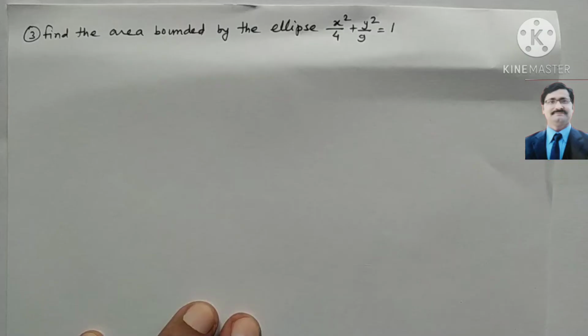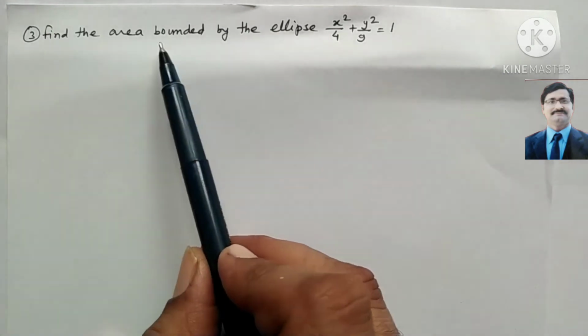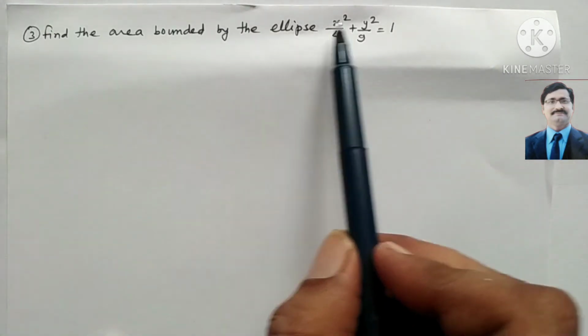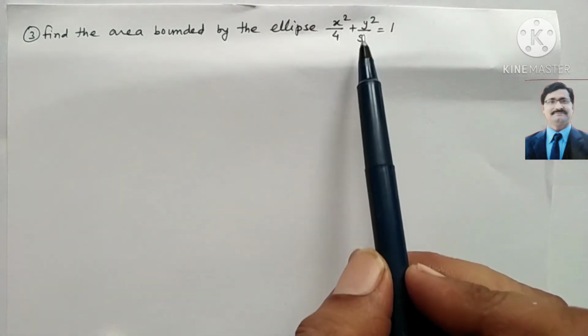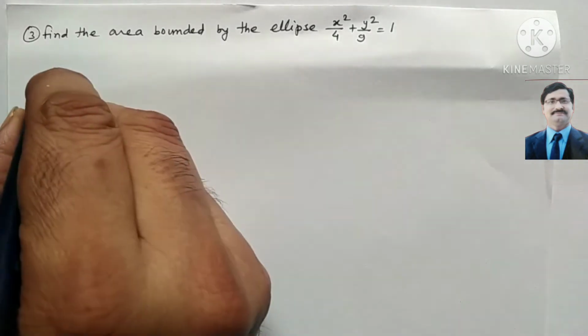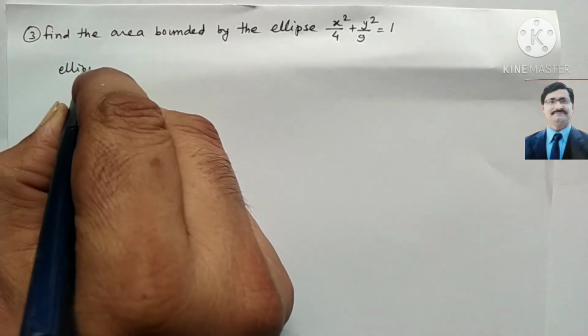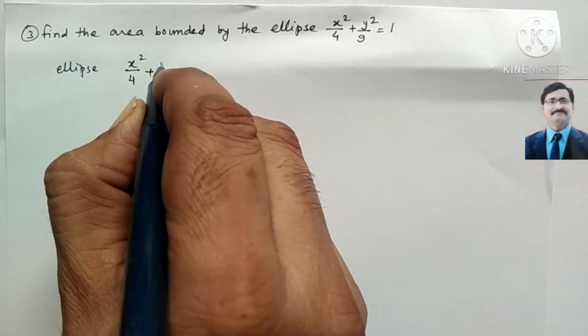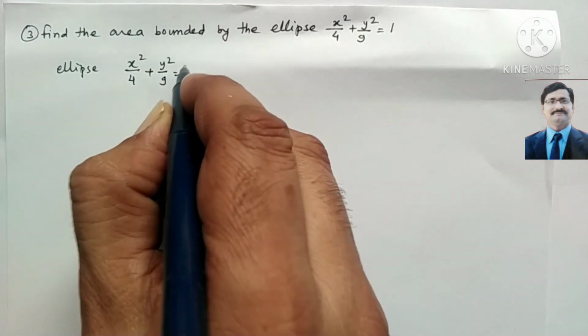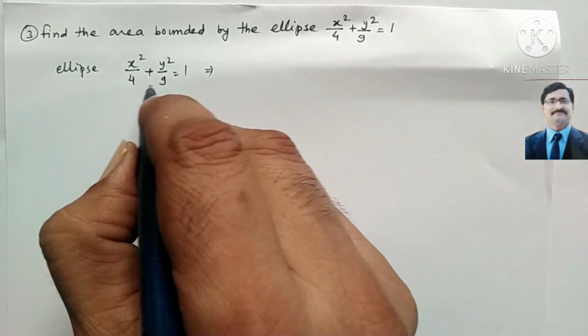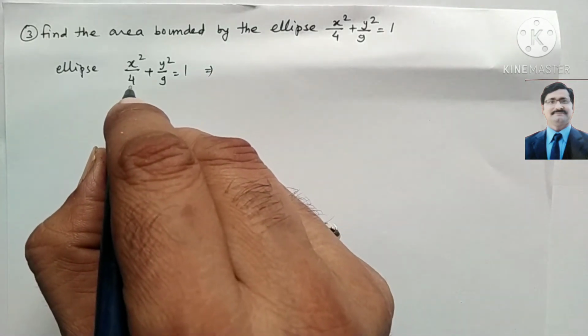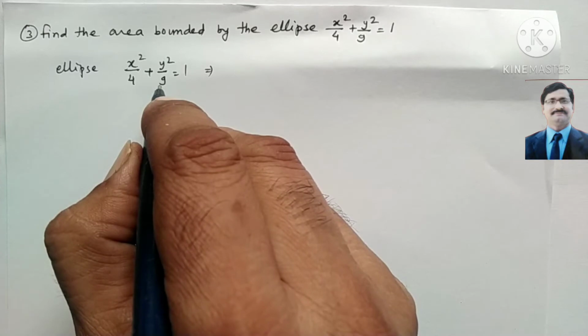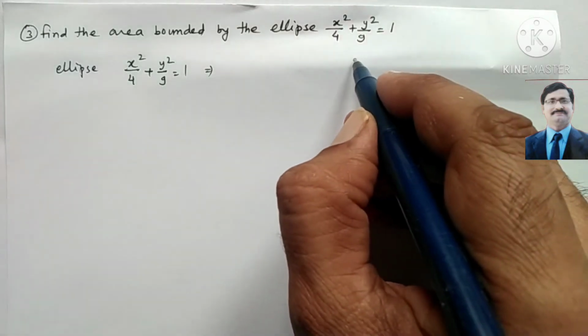We have to find the area bounded by the ellipse x square by 4 plus y square by 9 equal to 1. Here this ellipse is given to us, x square by 4 plus y square by 9 equal to 1. And look here, this coefficient is less and this is more, means here you can draw the diagram.